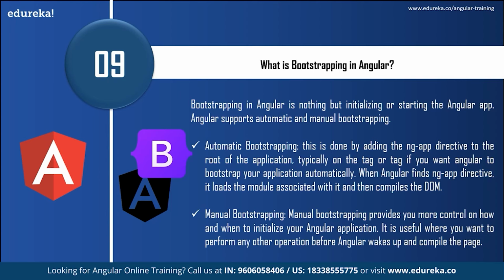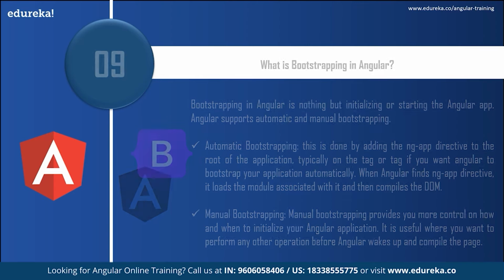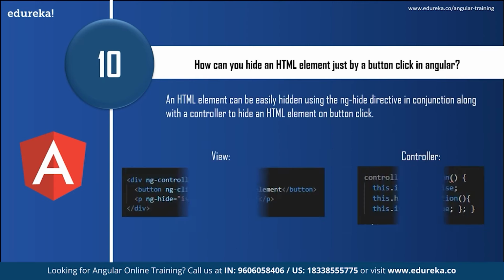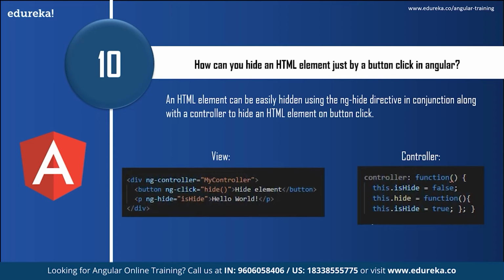With that, let's look into the final question of today's session. How can you hide an HTML element with a button click in Angular? An HTML element can be easily hidden using the ng-hide directive in conjunction along with the controller to hide an HTML element on button click. It's done as view and controller. View goes into the HTML file of your component, while controller goes into the TypeScript file of your component.